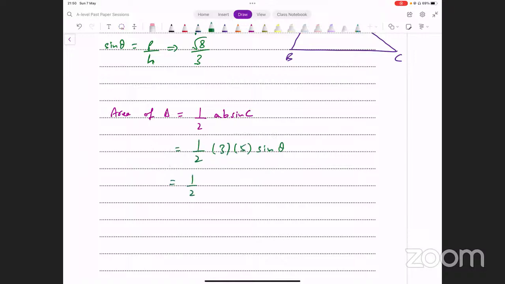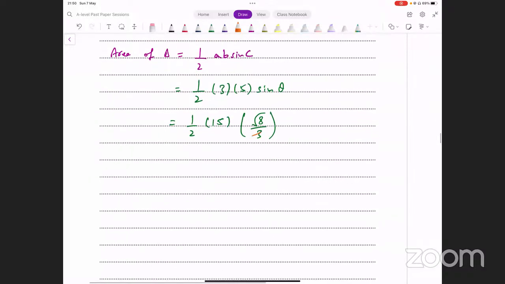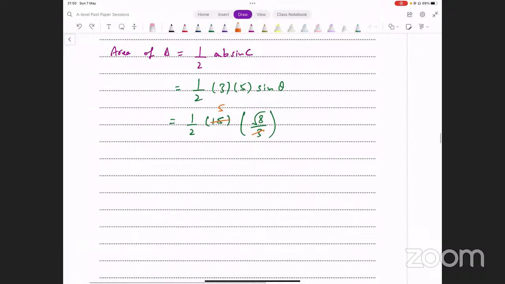We have 1 over 2 into 15 into sin theta, which is square root of 8 over 3. Now we can simplify this and see what that gives us. 3 and 15 get cancelled and we have 5 here. Square root of 8, if you were to simplify this, can be written as 2 into square root of 2. You can of course put it on a calculator, and you will get 2 square root of 2. Why? Because 8 can be written as 2 square into 2, right? And then the 2 goes outside, and you get 2 square root of 2.